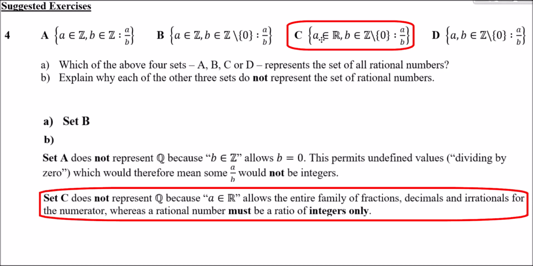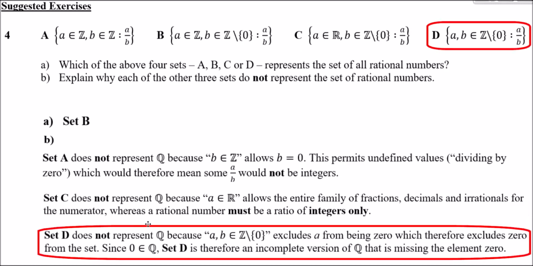And finally, D. D doesn't represent Q. It almost does, but by saying a and b are both integers without being 0, that excludes a from being 0, which consequently excludes 0 from the set. If a can't be 0, then 0 can't be within this set. However, 0 is a rational number. So set D is an incomplete version of Q that is missing the element 0. So D is almost set Q, but with one important element missing. Because D doesn't include 0, D can never quite be the set of all rational numbers.